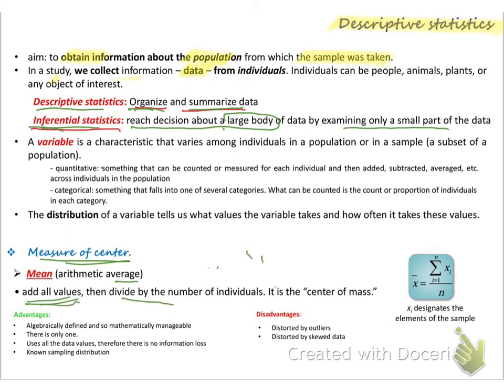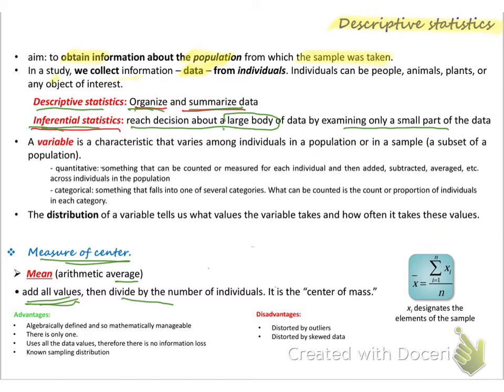So I have numbers 1, 3, 7, 5, 13, and so on. I'm adding them up, this plus this plus this plus this, to get the sum of them, then dividing by the count: 1, 2, 3, 4, 5. There are 5, so I divide by 5. So we sum all the values of x, the sum of xi, x1 plus x2 plus x3 and so on, divided by the number of them, n.